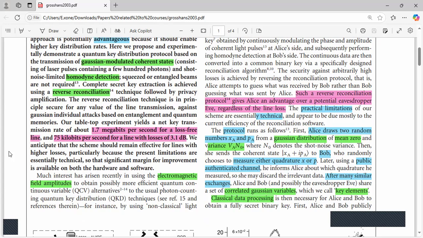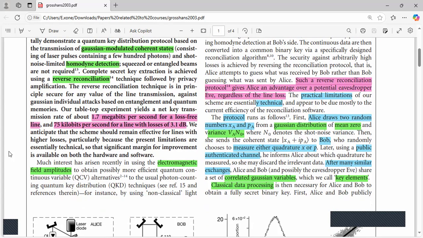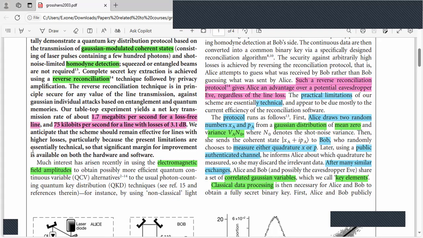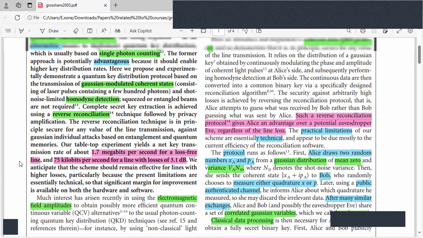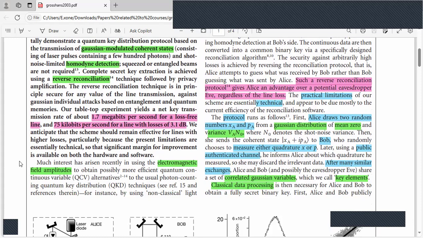Next, they talk about the key findings of their experimental work. They managed to distribute a 1.7 megabits per second key for a loss-free line and 75 kilobits per second for a line with losses of 3.1 decibels. So this is the abstract.